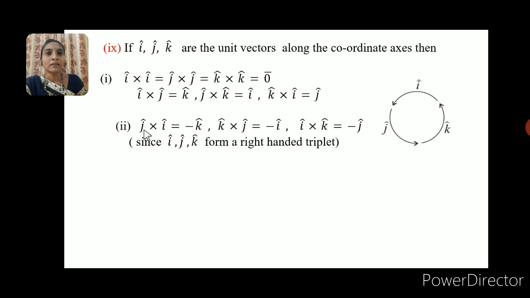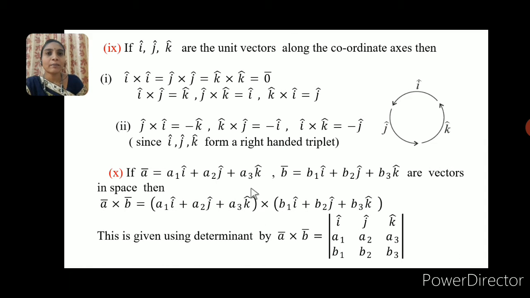Second, j cap cross i cap is equal to minus k cap, k cap cross j cap is equal to minus i cap, and i cap cross k cap is equal to minus j cap. Since i cap, j cap, k cap form a right-handed triplet, see here, right-handed triplet i cap, j cap and k cap, right hand direction, that is anti-clockwise direction.